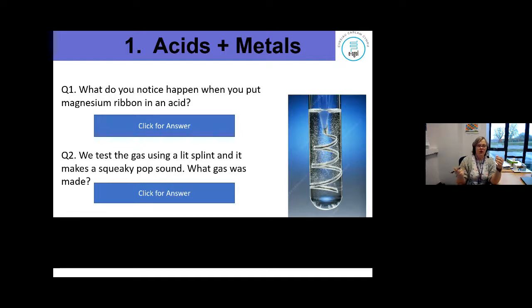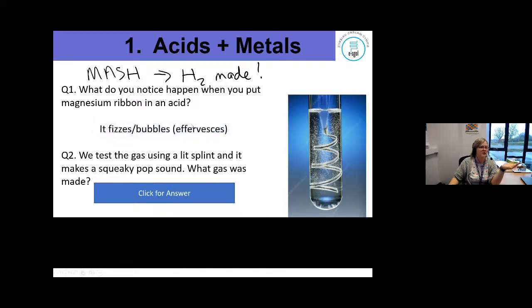Okay, so if I go back to the fact that my trigger word here was MASH, it tells you that H is made. Now I'm hoping that you're all comfortable with the fact that hydrogen is a gas, so you'd expect to see bubbles, wouldn't you? So it says there, what do you notice happen when you put magnesium ribbon in an acid? Okay, well, it fizzes.